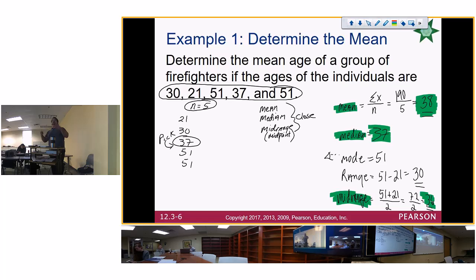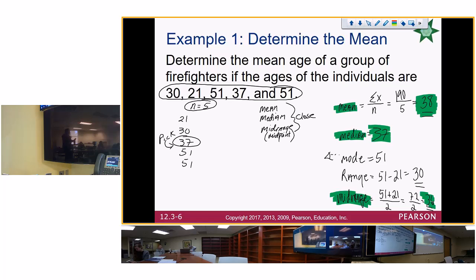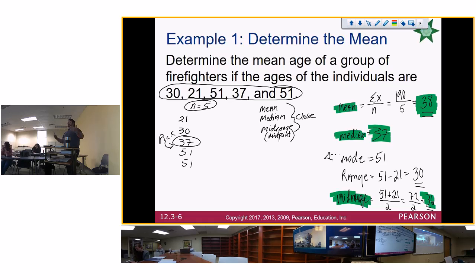So those numbers are not crazy numbers, because the mean, the median, and the mid-range are all very what? Close.